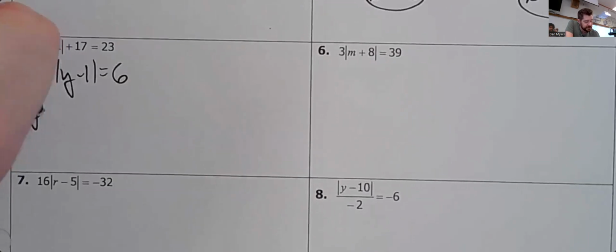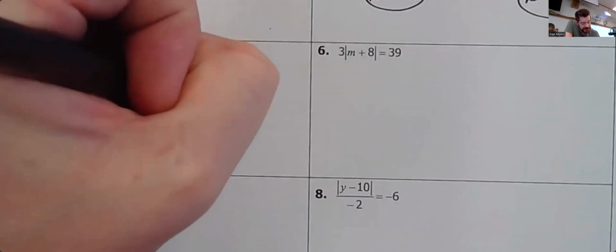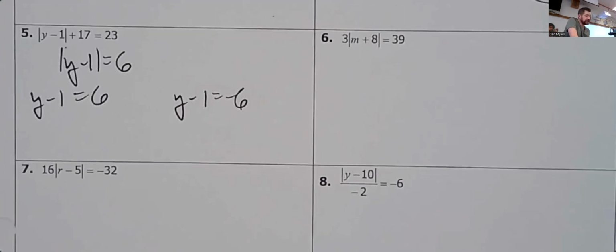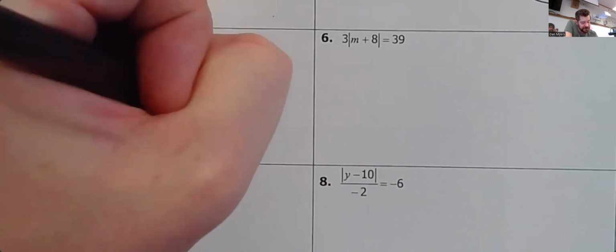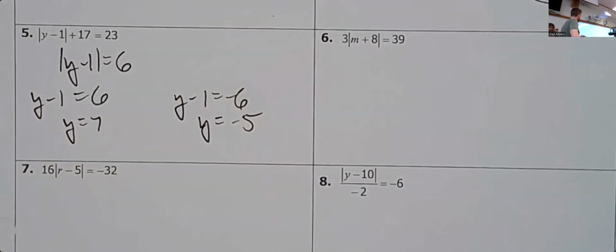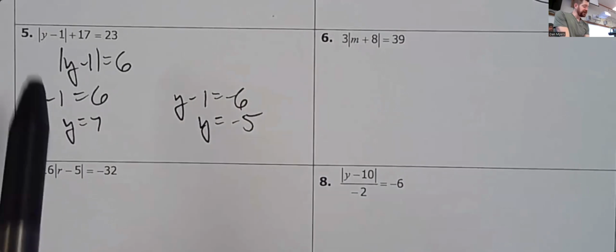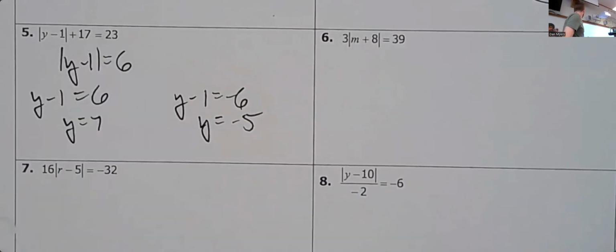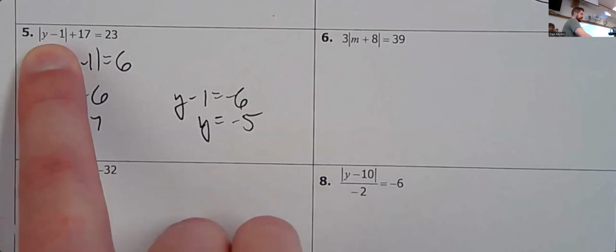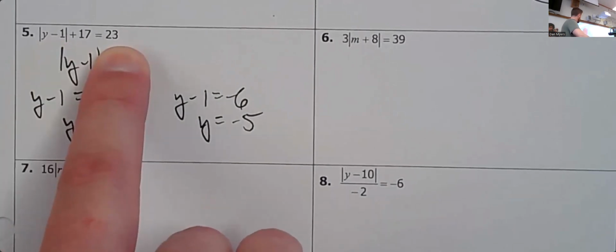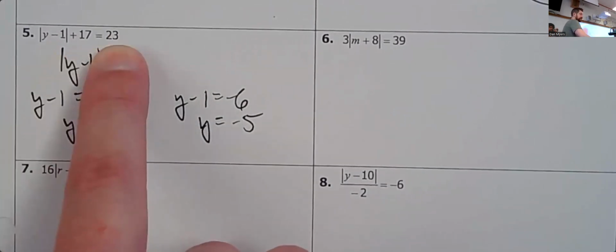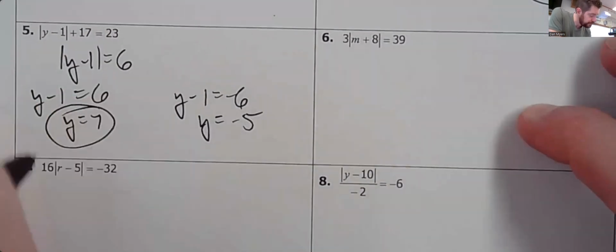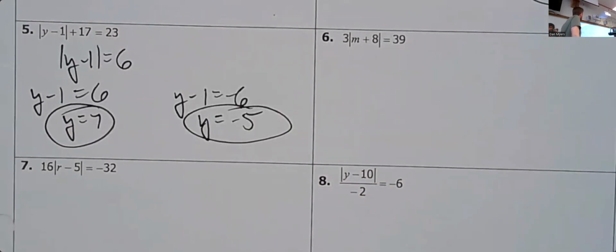Y minus 1 equals 6. And y minus 1 equals -6. For each of these, you're going to add 1. So one of them will be y equals 7, and the other one will be y equals -5. And then we're going to go back to the original equation to make sure that they both work. So let's see. 7 minus 1 is 6. The absolute value of 6 is 6, and 6 plus 17 is 23. That's fine. -5 minus 1 is -6. The absolute value of -6 is 6, and 6 plus 17 is 23. So once again, both answers work perfectly fine.